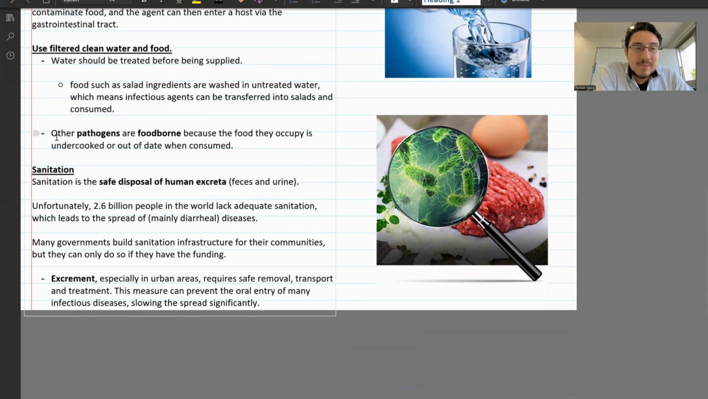All right. So pathogens, they could be foodborne, right? We've talked about different forms of borne: waterborne, soil-borne, airborne. Foodborne pathogens, because basically the food they occupy is undercooked or out of date. You never want to eat expired food. That's the reason why there's an expiration date on food labels, because there's a kind of statistical analysis of when you're likely to have a population of bacteria growing in that food already by that time, right?